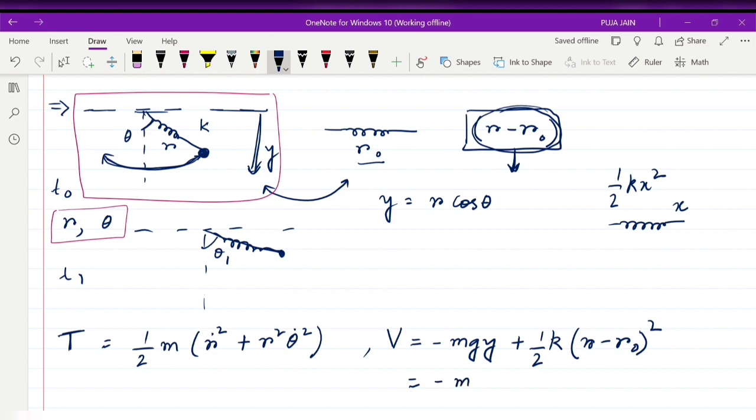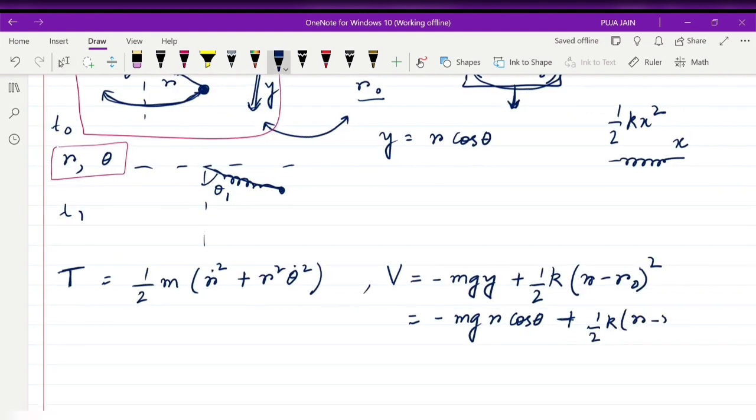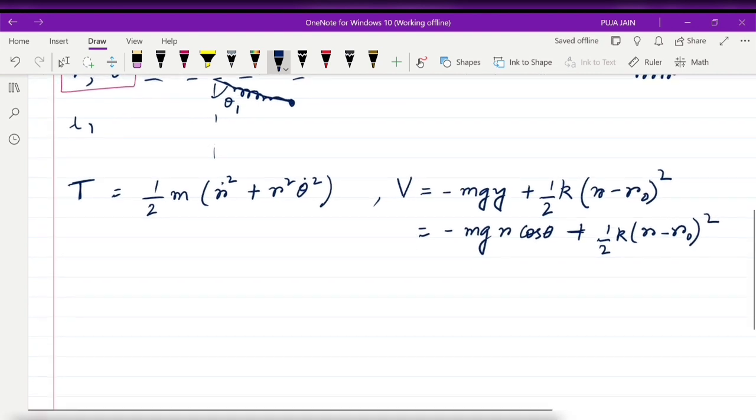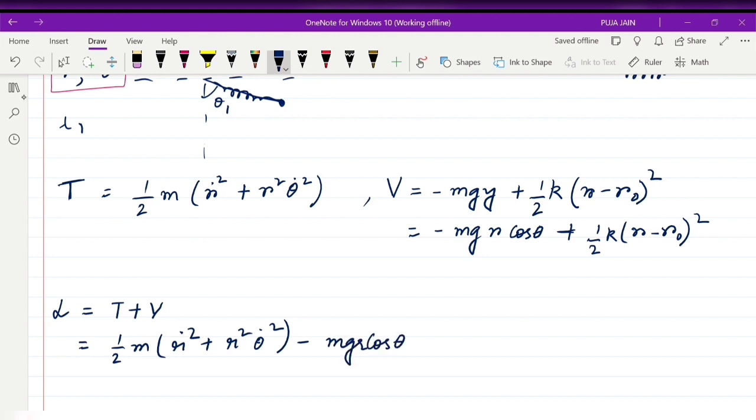So we are getting minus mg r cos theta. What is half k (r minus r naught) squared? So we got our T. Now we got our Lagrangian L equals T plus V, so we are getting half m (r dot square plus r square theta dot square) minus mg r cos theta plus half k (r minus r naught) squared. Sorry, this will be T minus V, so plus, and this is minus. Okay.